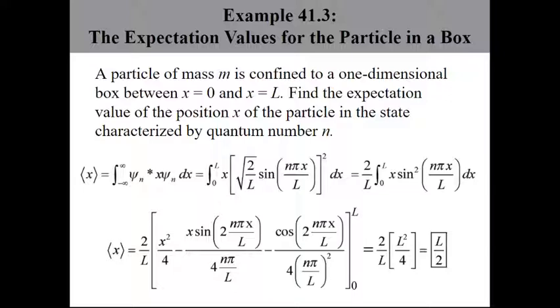Okay, so don't worry too much about the calculus here, but what they're basically doing is finding the expectation value for the particle in the box, and the result for that is L/2. So this is halfway, right in the middle of the box, which makes sense, right? Because more often than not, the most likely place you'll find something is in the middle.